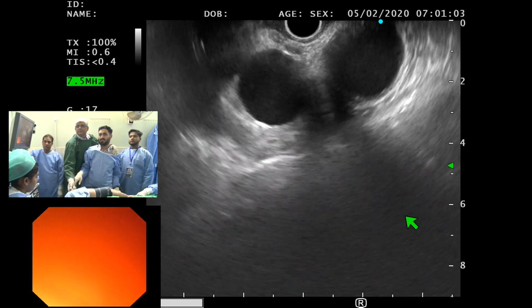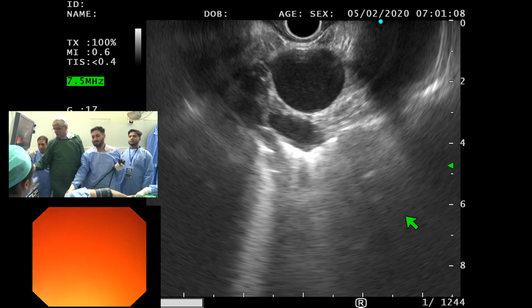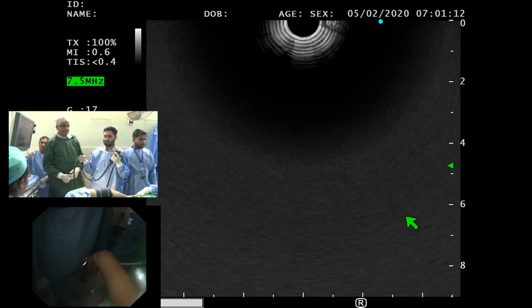We can. Okay? They are small. Take air out and take the scope out. Okay.